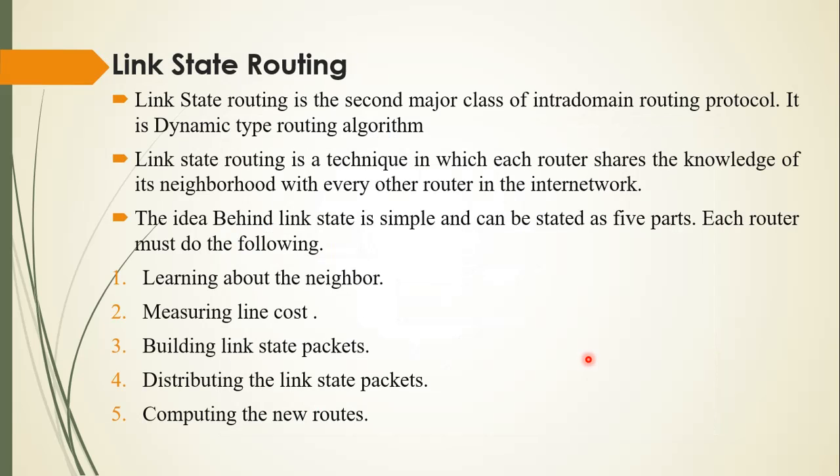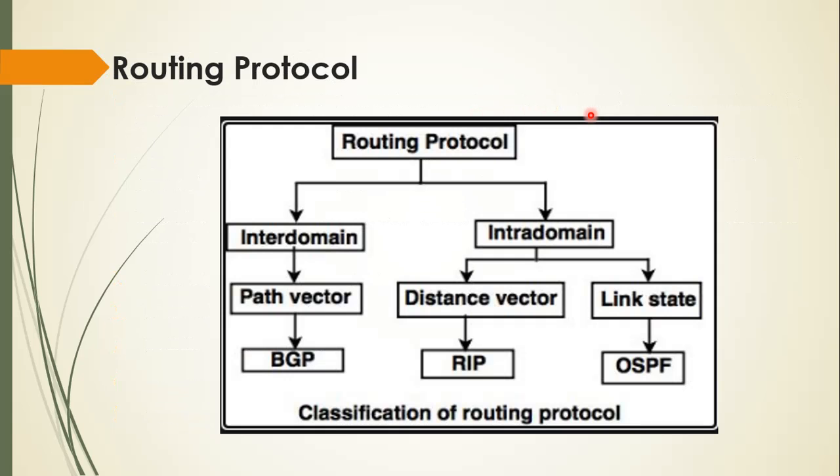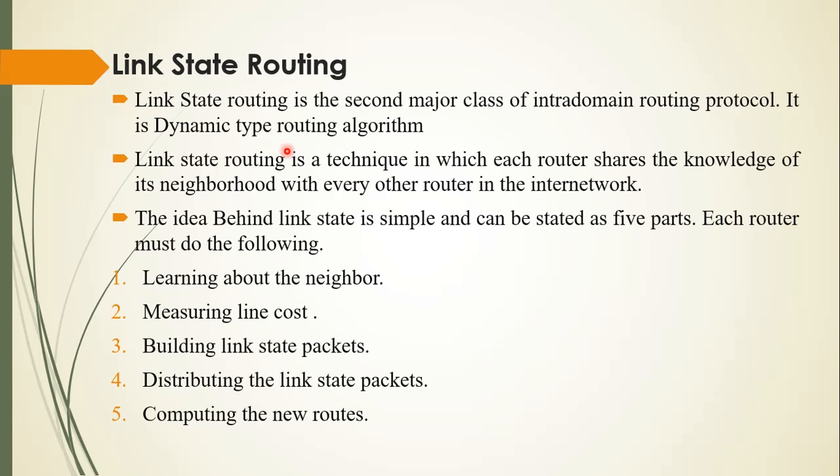So what is link state routing? Link state routing is the second major class of intradomain routing protocol. First is distance vector and second is link state. It is a dynamic routing algorithm. Link state routing is a technique in which each router shares the knowledge of its neighborhood with every other router in the network. We have multiple routers, and each router has its neighbors.